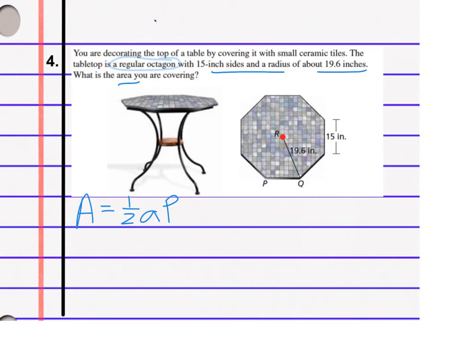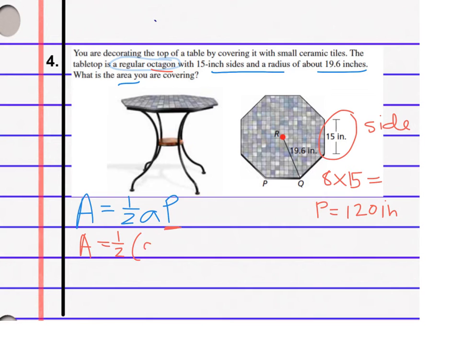It's a regular polygon, so I'm using that area equals 1/2 times apothem times perimeter. And there are many ways that you could do this. In this problem, the perimeter is going to be a little bit easier to find right away because I know one side length is 15 inches. I know there are 8 sides because it is an octagon. So 8 times 15, my perimeter is 120 inches. So I can go ahead and put that into my formula. And now I still need to find the apothem. So the perimeter was a little bit easier on this one.